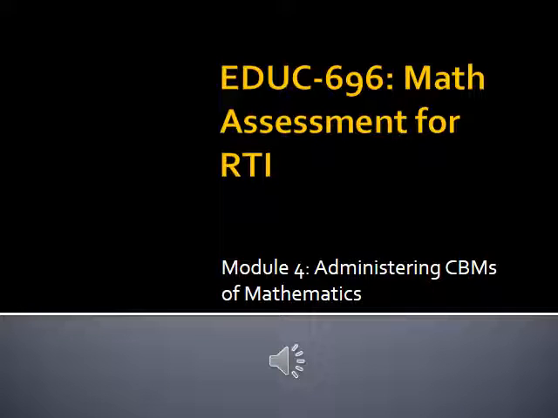Welcome to Module 4 of our Math Assessment for RTI class. Module 4 is all about how to administer CBMs of mathematics.